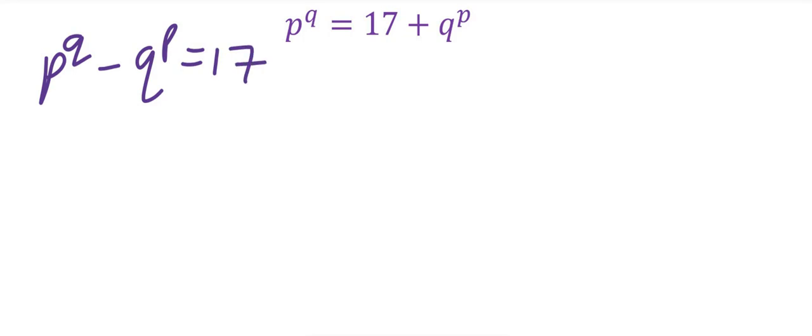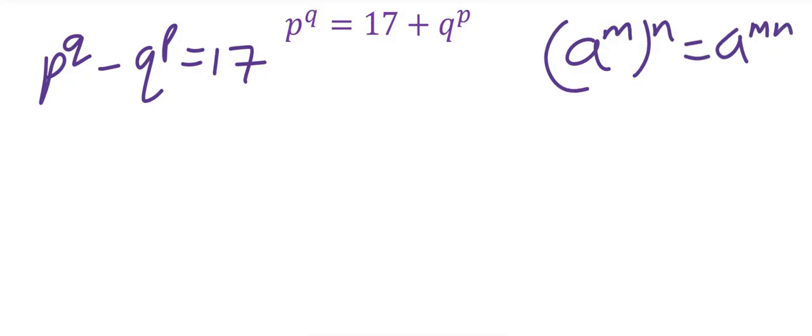So in bringing that to the left, I have p to the power of q minus q to the power of p equals 17. Now, how do I manipulate the powers? I'll use law of indices. That's the power law. A to the power of m to the power of n is the same thing as a to the power of mn. So don't forget, law of indices can work from the left to the right and also from the right to the left, vice versa.